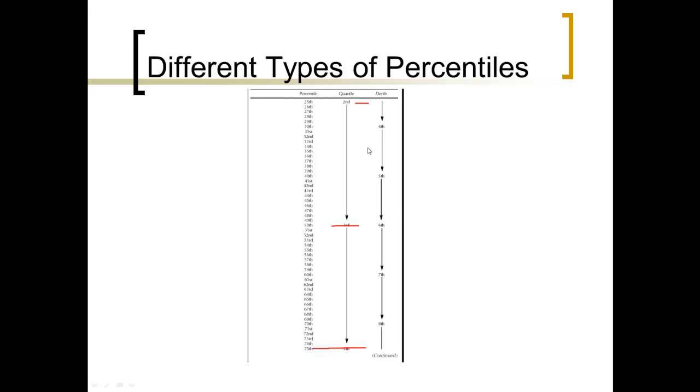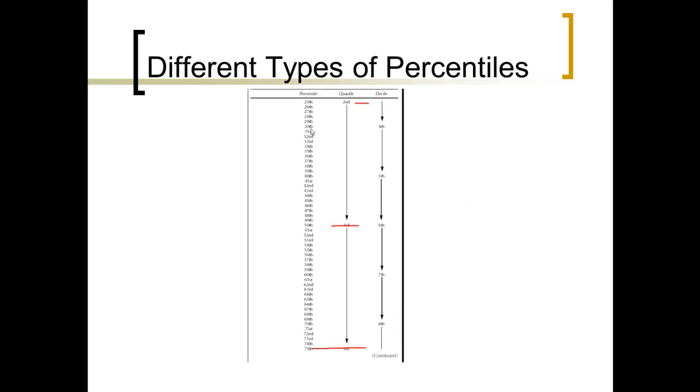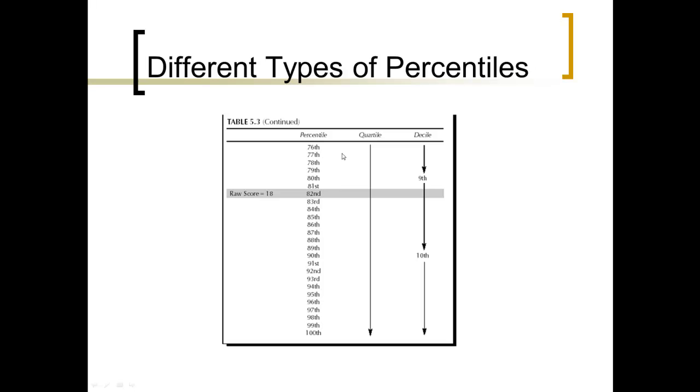But now look at your decile. 1 through 10. Second decile, 10 to 20. Third decile, 21 to 30. Fourth decile, 31 to 40. And so forth and so on. See how that works? You're taking all of your percentiles and dividing them up into 10 parts. And there it is. Quartiles and deciles.